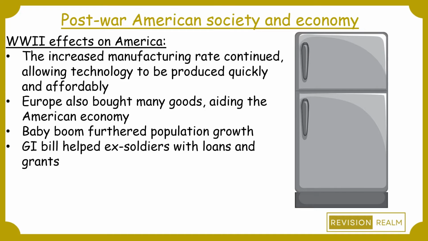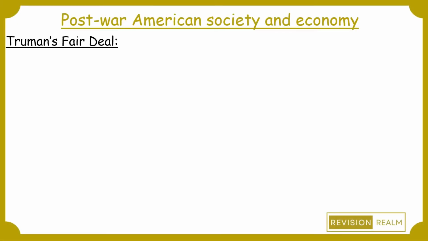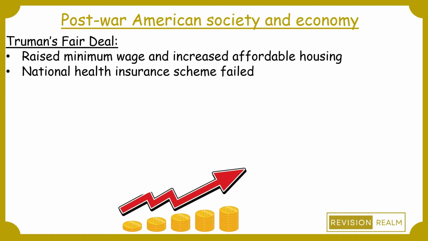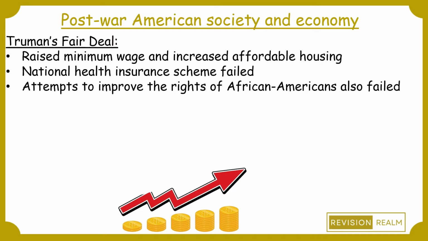The government also helped during this time, with the GI Bill designed to help ex-soldiers. $4 billion worth of loans and grants were given out, often paying for houses or college. President Roosevelt had died in 1945, and his vice president, Truman, took over, with similar aspirations of helping the Americans that were most in need. His plans, called the Fair Deal, aimed to tackle two issues: poverty and the rights of African Americans. He raised the minimum wage, made room for affordable housing and tried to create a national health insurance scheme, although this was blocked by the Republicans. His attempt to improve the rights of African Americans also failed because of the Southern politicians voting against it.